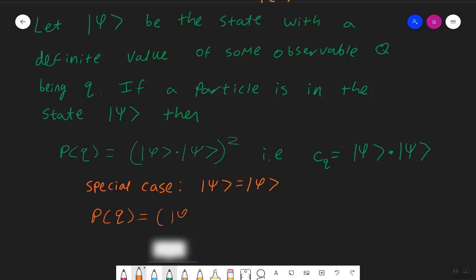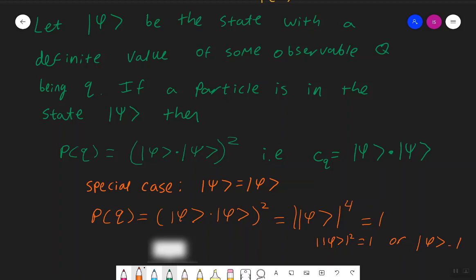phi dotted with phi squared, which is the magnitude of phi. This would be to the fourth power, right? Because this is the magnitude squared and then squared, right? But this has to equal 1, because if the particle is in the state with a definite value of Q, the probability of getting that definite value that it has is 1, right? That should be logic, right? But if this magnitude to the fourth is 1, this means the magnitude squared would also be 1, right? Because the magnitude squared couldn't be negative 1, which would also mean the magnitude would be 1.